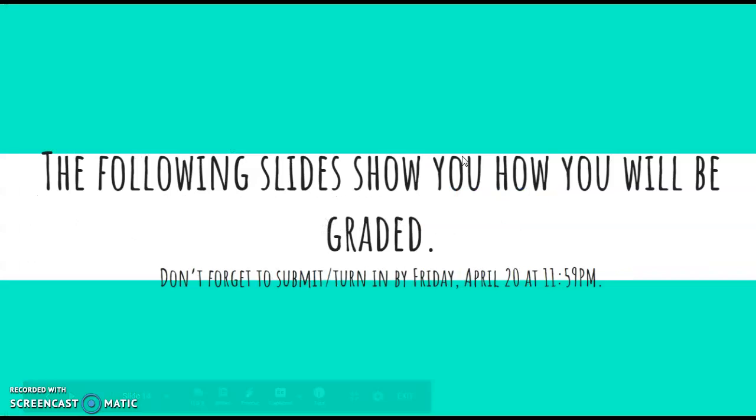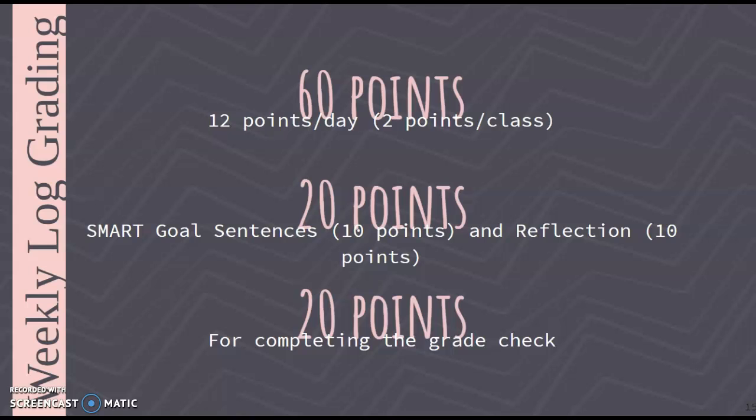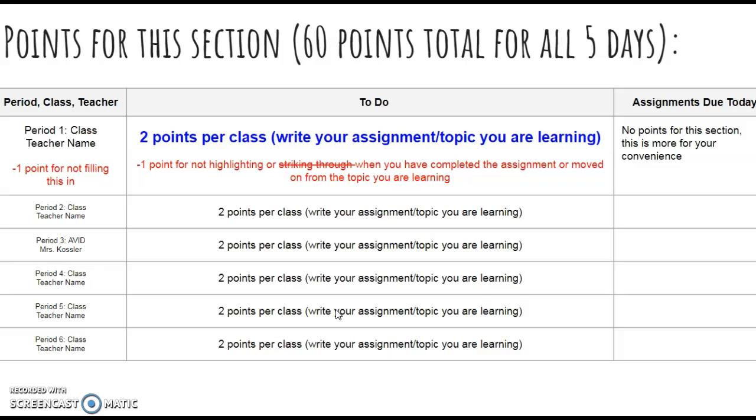Okay, and then the following slides just tells you what your grade is. And the date's wrong on that, sorry. So it should be May 1st. But it just tells you 60 points are for you filling out your daily to-do list every day. You get 20 points for your goals and 20 points for your grade check at the end of the week. So that's just kind of a little checklist for you.